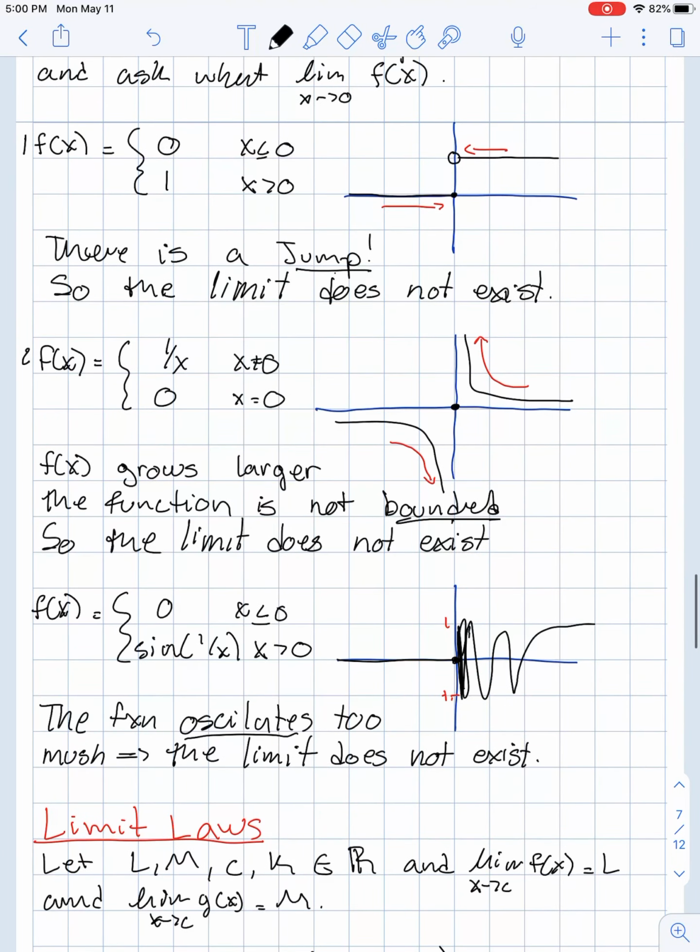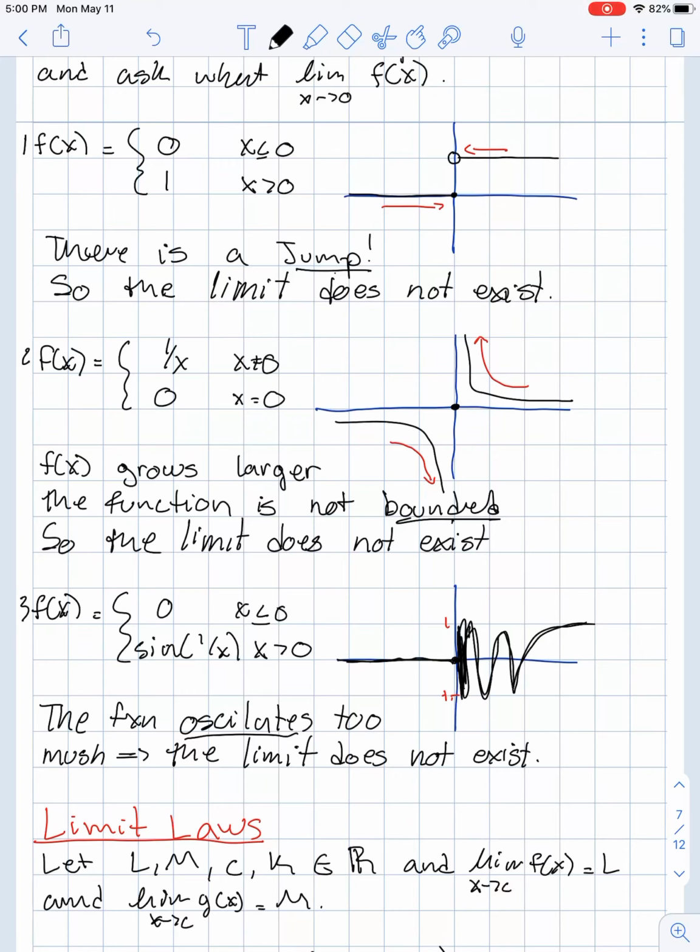So my third favorite one is f of x equal to 0 when x is less than 0. So I have this flat line. And then when x is greater than 0, the function is going to equal sine of 1 divided by x. So I get this crazy oscillating function that goes off like that. So as I'm approaching 0 from one side, it's just a flat line. As I'm approaching from the other side, my function is oscillating. It's bouncing between -1 and 1.